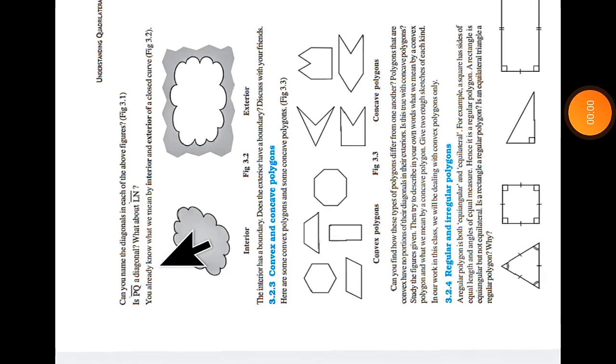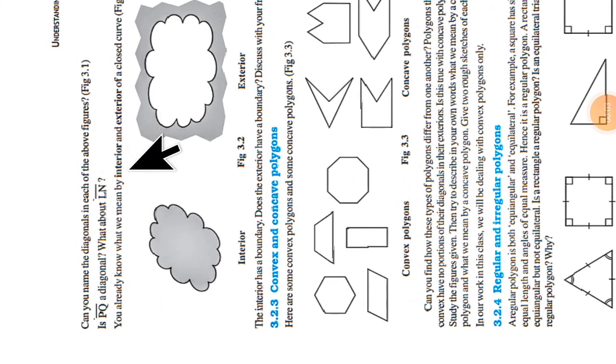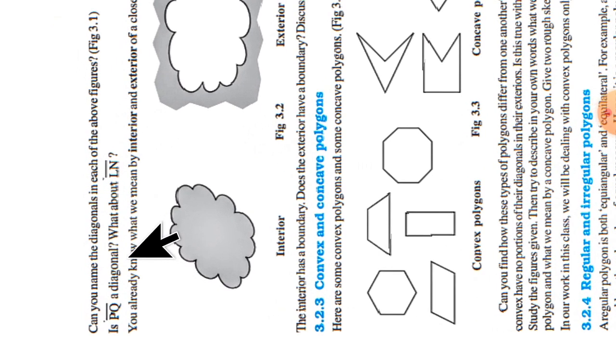Now name the diagonals in each of the above figures. Tell, is PQ a diagonal? So no, PQ is not a diagonal because it is the side of the rectangle. What about LN? So yes, LN is the diagonal because it is joining the 2 non-consecutive vertices of the figure.